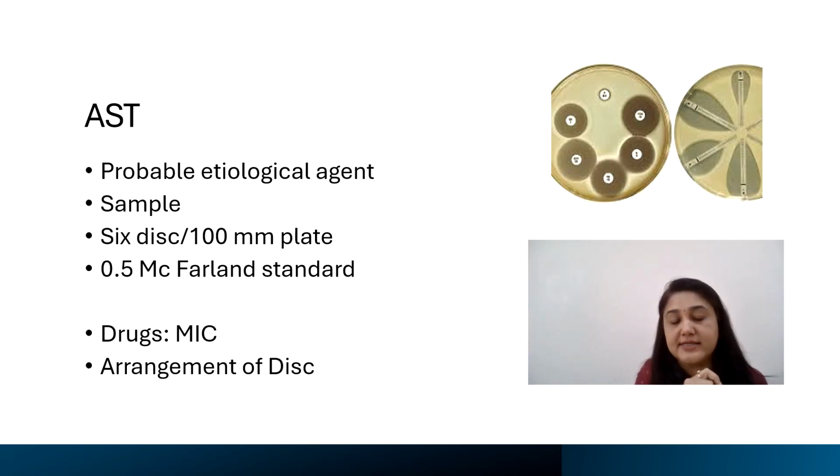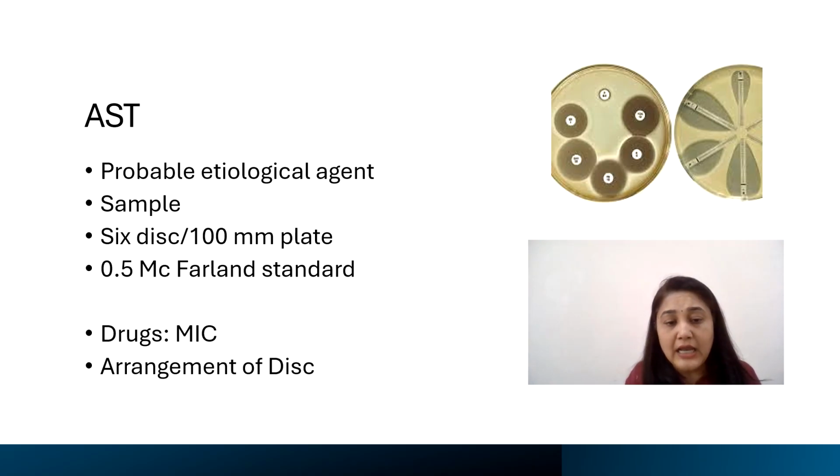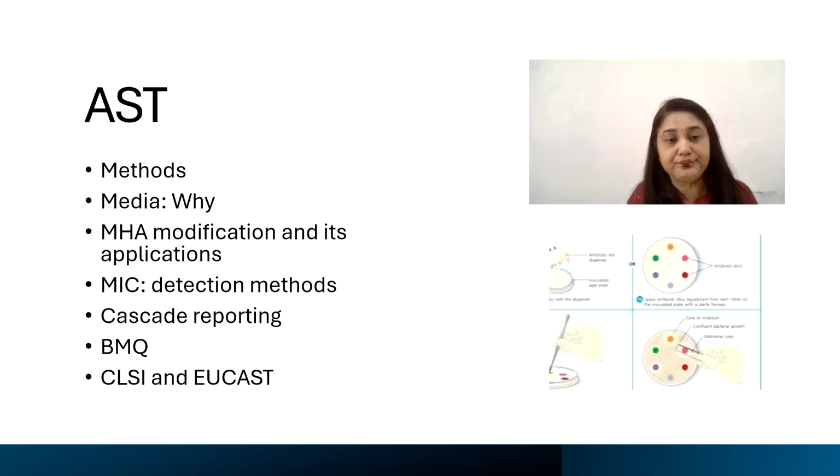Also, one has to understand the arrangement of the discs. Now understand, when we put a Staph aureus susceptibility AST, we know we have to keep erythromycin and clindamycin side by side for detection of inducible clindamycin resistance, as well as for ESBL. Ceftazidime and ceftazidime clavulanic acid should be placed side by side to check the synergism. Like this, one has to remember.